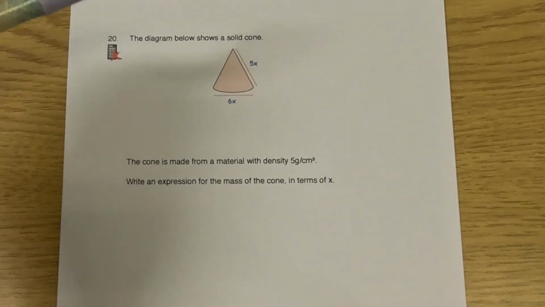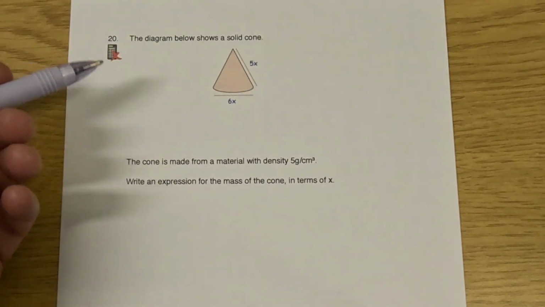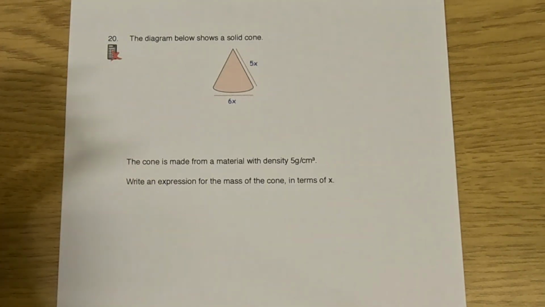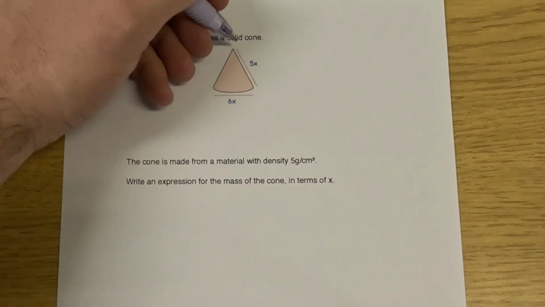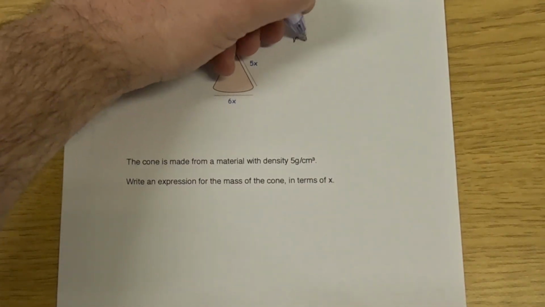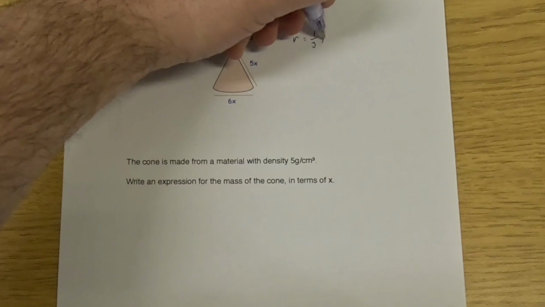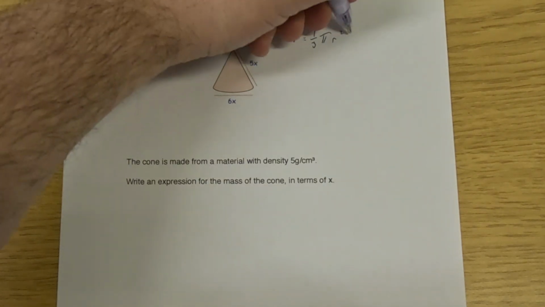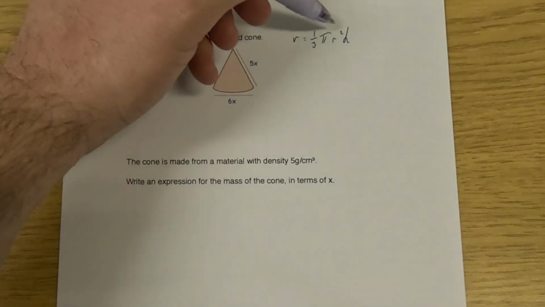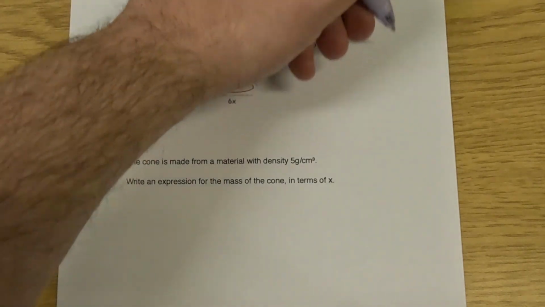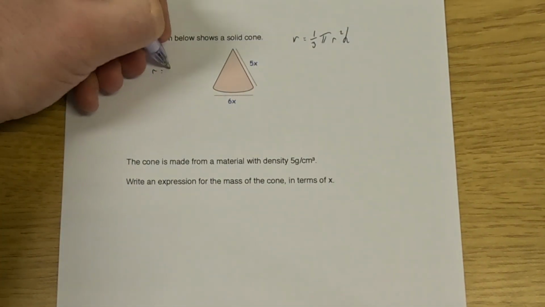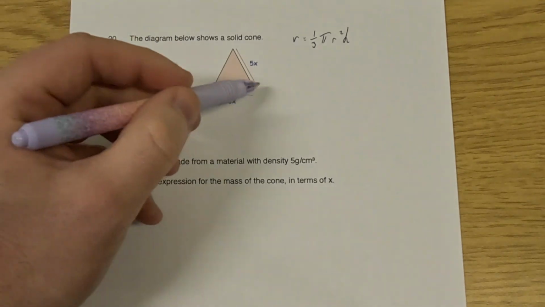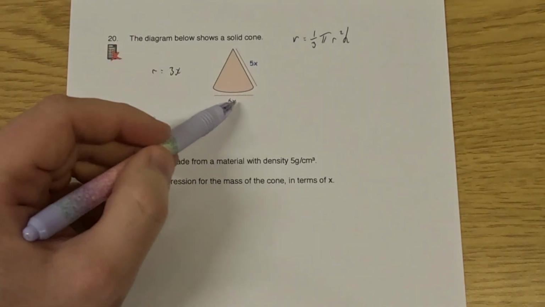So we want to find the volume of the cone, and then once we find the volume of the cone, we can then find the expression for the mass of the cone. So let's find the volume of this cone. Now, the volume of a cone is equal to a third multiplied by pi multiplied by the radius squared times the height. So the radius r would be 3x. That's the radius, the halfway across the diameter, halfway across the base.